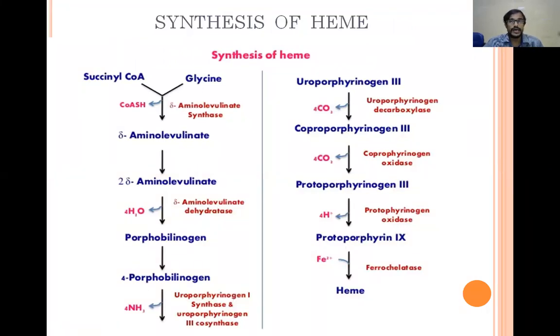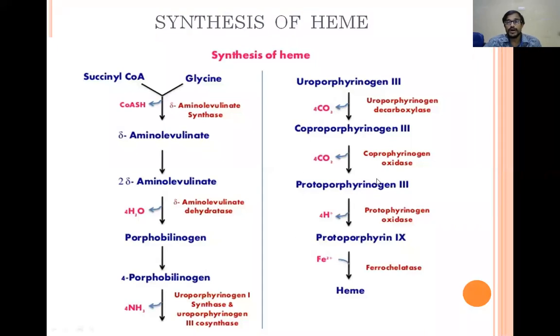But the main things that you have to remember are the substrates, succinyl-CoA and glycine, and the first product formed is aminolevulinic acid. The first enzyme, and the regulatory enzyme, is aminolevulinate synthase. That is very important. Many intermediates are formed in between, and these intermediates are known as porphyrins, because most of them contain porphyrin rings. The intermediates formed in the biosynthesis of heme are known as porphyrins.